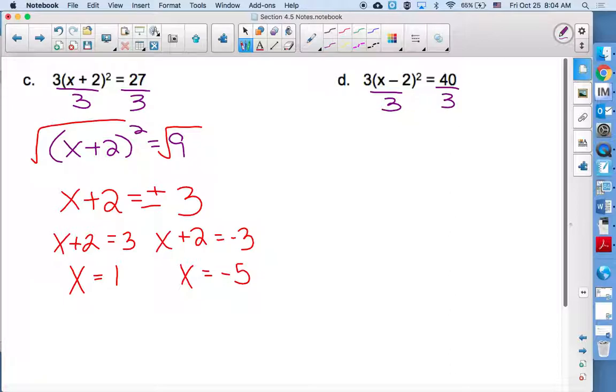Michael, can you take 40 divided by 3? No, without getting a decimal. So unfortunately, we got a fraction in this problem. Gonna just keep it as 40 divided by 3. I can't do anything else with it. It doesn't reduce, it doesn't simplify. We don't want decimals. And then we'll take the square root of both sides.